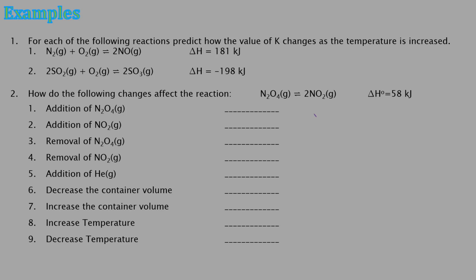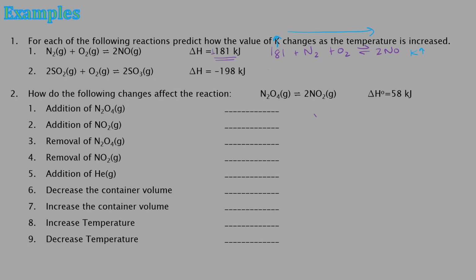So here we have an endothermic reaction, right? It says it's endothermic because it's positive, it's not negative. So we have 181 plus N2 plus O2 goes to 2NO. And if we increase the temperature, so this is going to go up, the reaction will shift away from that. Products increase, and so therefore K increases. So K will get bigger.